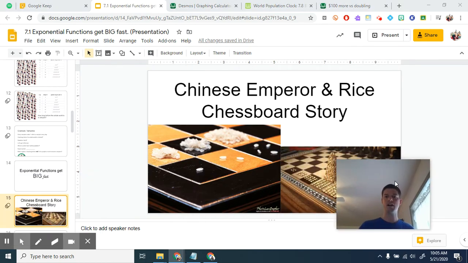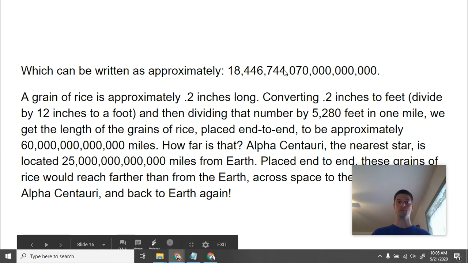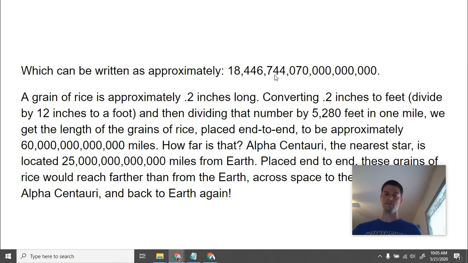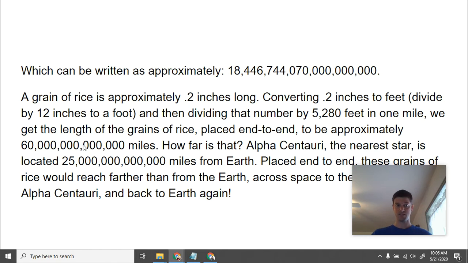I also did a little math to figure out what this means. It can be written like this, okay? 18, whatever that is, bajillion, trillion? I don't know. And let's do a little math. So a grain of rice is about 0.2 inches long. If you convert it to feet and divide it by miles, it means that that much rice is this many miles right here. 60, I think that's trillion.